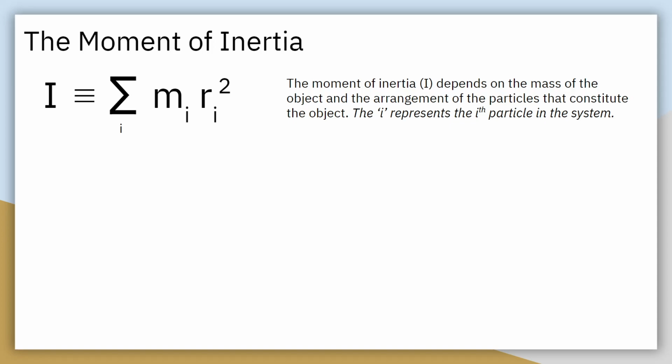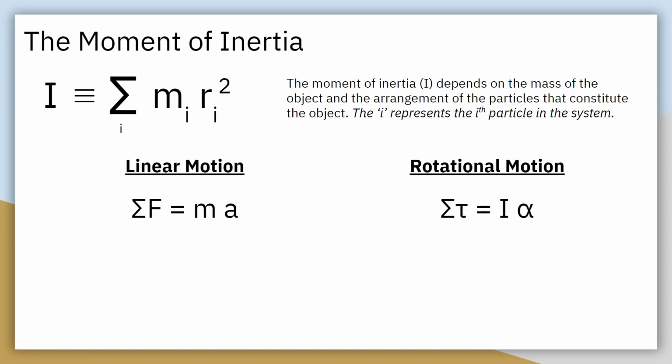Now, this is going to be a very important concept to focus on: the moment of inertia, as well as how it relates to inertia. To do this, we're going to look at Newton's second law of motion. In linear motion, the way that equation is written is the sum of all forces acting on our system is equal to the mass of our system times the linear acceleration of our system. The rotational motion version of Newton's second law is the sum of all of the torques acting on our system is equal to the moment of inertia times the angular acceleration of our system.